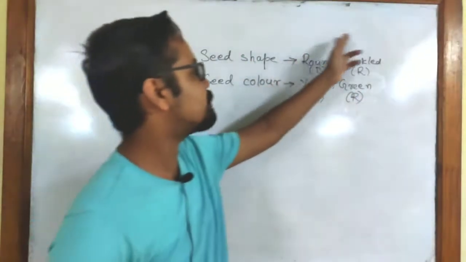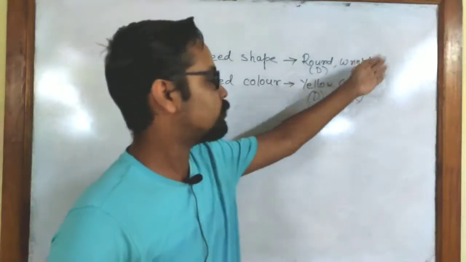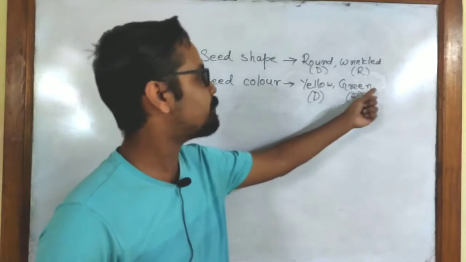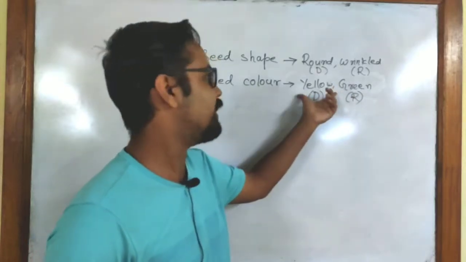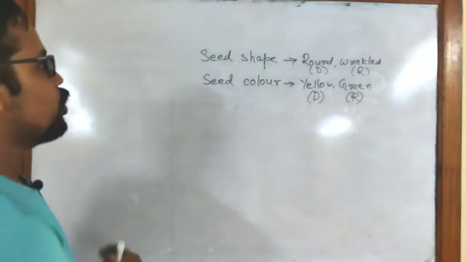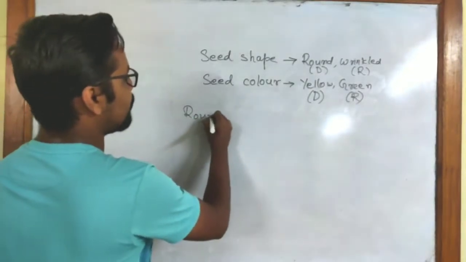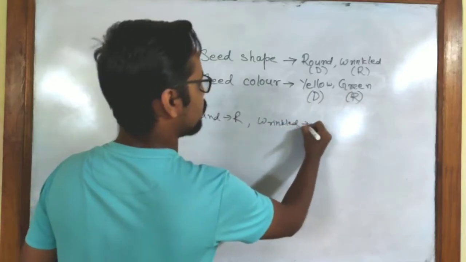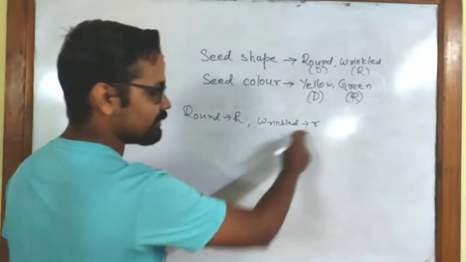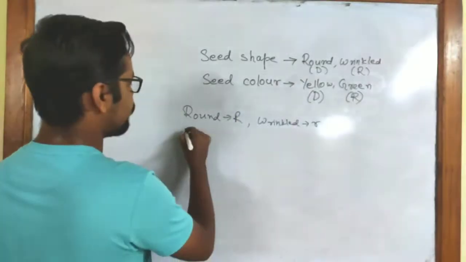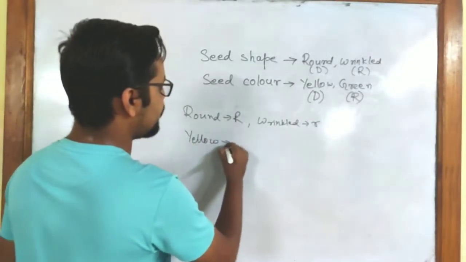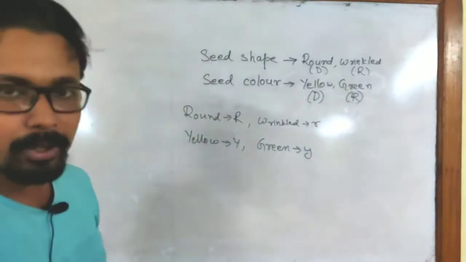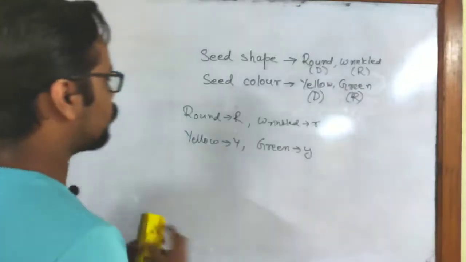Okay, that means if round is present in the presence of wrinkled, then round will be expressed and not wrinkled. Similarly, if yellow is present in the presence of green, then yellow will be expressed and green will not be expressed. So for round we use capital R, and for wrinkled we use small r. Dominant is capital, recessive is the small letter. In case of yellow we use capital Y, and in case of green we use small y. So these are all about the symbols. Now let us see how the cross was done.